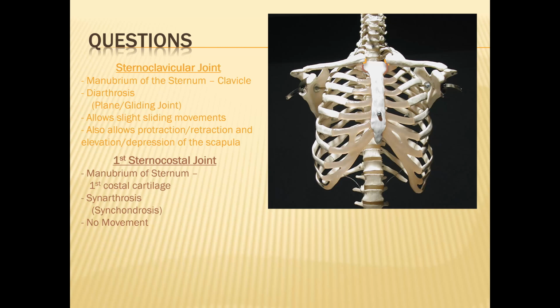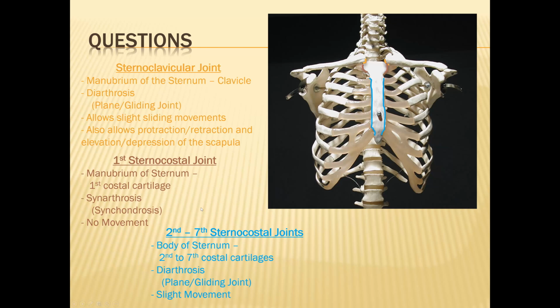We can also see the first sternocostal joint, and that is highlighted in brown up here. So it's again off of the manubrium of the sternum. So this is between the manubrium of the sternum and the first costal cartilage. This is a synarthrosis, which is a type of joint with no movement. Specifically, this is a synchondrosis because it's between a bone and a piece of cartilage. And as I just mentioned, because it's a synarthrosis, it doesn't allow any movement.